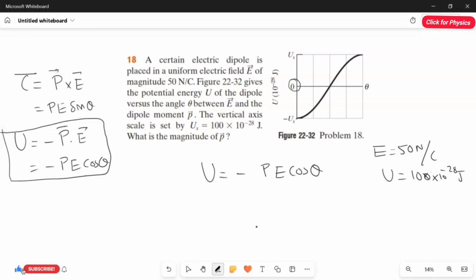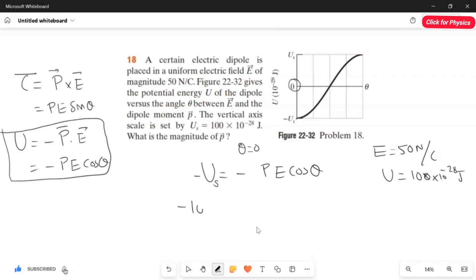So here I can write this part as negative, because here I am taking the angle value 0 for negative potential energy. So for 0 angle, what is the potential energy? Negative. So from the graph I just write U_S. Now I am going to substitute the values, and the angle I consider here is 0 for this potential energy. So the theta value here is 0. So now I am going to substitute the values. So what is the value of potential energy?